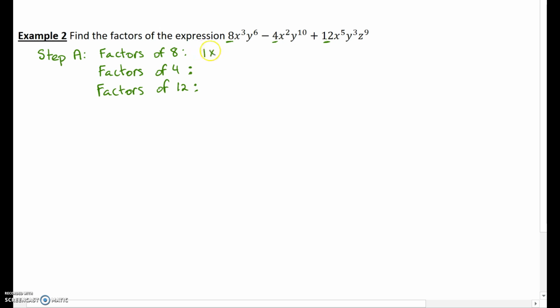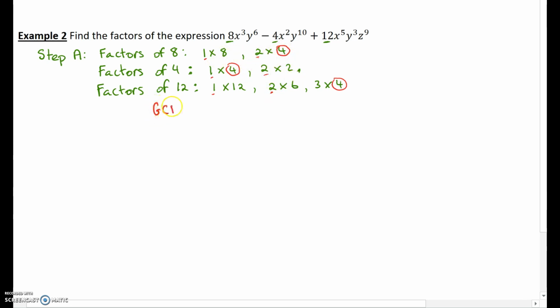So the factors of 8 are 1 times 8 and 2 times 4. The factors of 4 are 1 times 4 and 2 times 2. And the factors of 12 are 1 times 12, 2 times 6, 3 times 4. So the greatest common factor, in other words, the biggest number that appears in every line, okay? The biggest number that is common to all of the lines is 4. All of the lines also have a 1, and they also have a 2, but 4 is the biggest number that appears in each one of those lines.